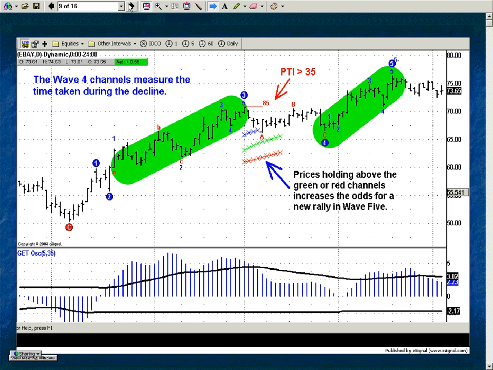The wave 4 channels are another tool that were developed to help you measure the trading opportunity within a wave 4. The wave 4 channel measures the time it takes during the decline. The PTI measures one area, the wave 4 channel measures another. As long as the price holds above the blue, the green, or the red channels, the odds increase that this sequence in progress will lead to a wave 5.